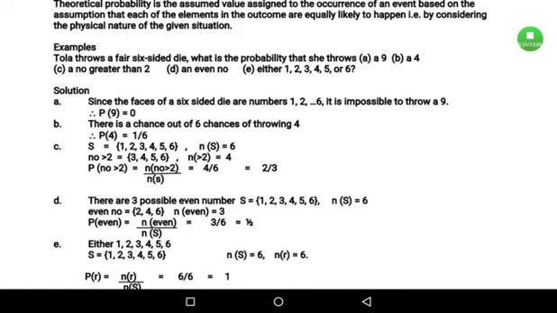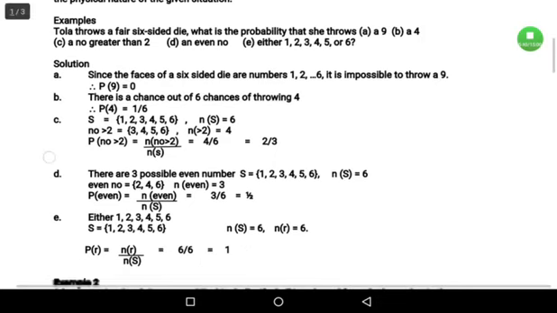B. Probability of showing a 4. Of course, we have only one 4 out of 6. Therefore, the probability is 1/6. Now, the event is what? The number of events is 1, that is to show a 4. 1 out of 6, 1/6.